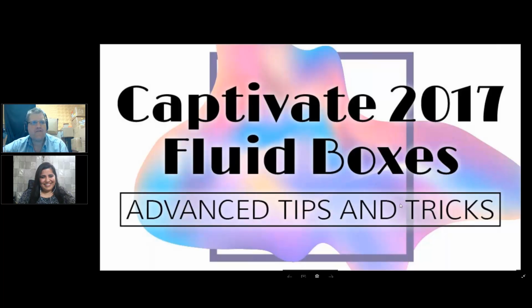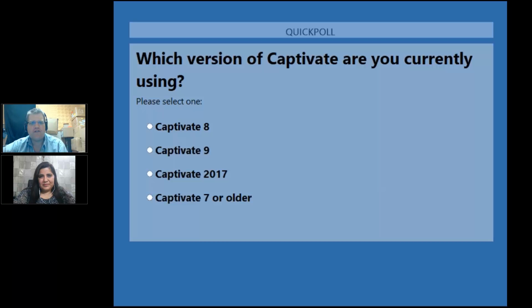But we want to start out, before we get going on this, with a couple of polls just to gauge where you are with Captivate. So Andrew, let's fire up the first one. This one asks, which version of Captivate are you currently using? We just want you to select one. Go ahead and take a few seconds to select your answer. You should be able to click right on the poll in the window rather than in the question box.